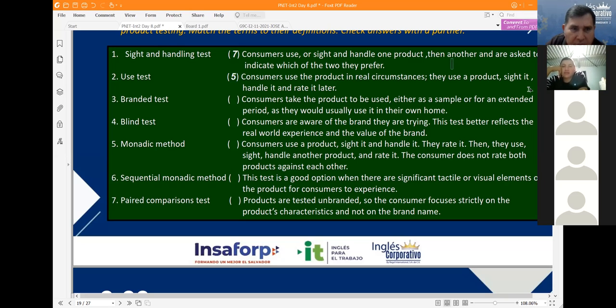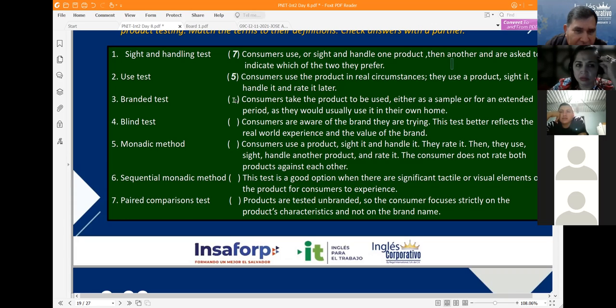Okie dokie. Consumers take the product to be used either as a sample or for an extended period, as they would usually use it in their own home. Use test. Yeah. Number two. Use test. Consumers are aware of the brand they are trying. This test better reflects the real world experience and the value of the brand.